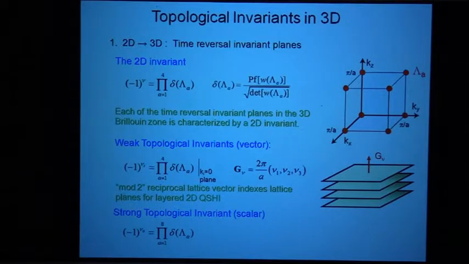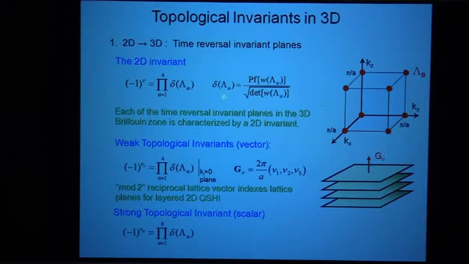One way you can do it is by thinking of the three-dimensional Brillouin zone, in which there are two-dimensional planes which are time reversal invariant. Like the plane kz equals 0 is a time reversal invariant plane. So that plane itself has a two-dimensional Z2 invariant. I can think of that as being like a two-dimensional system. The plane kz equals pi also has a Z2 invariant. So each of these planes has its own Z2 invariant, and by knowing those, you can figure out all 4 of the Z2 invariants.